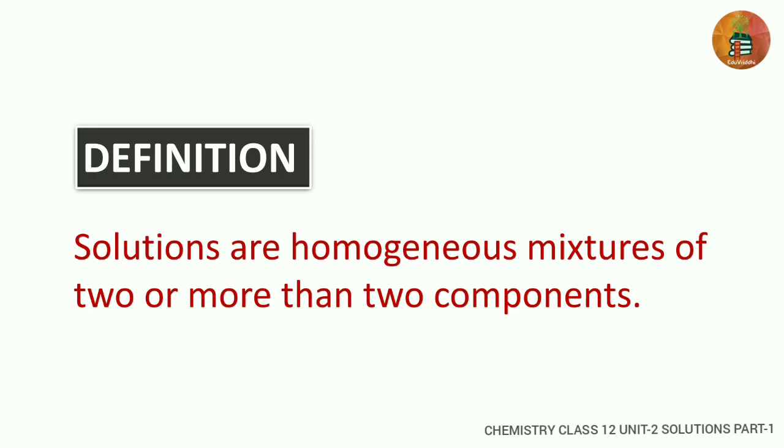So the definition of solution goes like this. Solutions are homogeneous mixtures of two or more than two components. So to make a solution, minimum you require two components. You can also mix more than two components, but the minimum quantity is two components. And after mixing, it should form a homogeneous mixture and not a heterogeneous mixture.